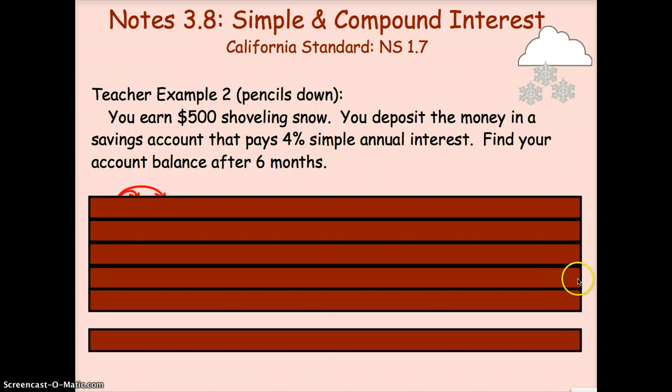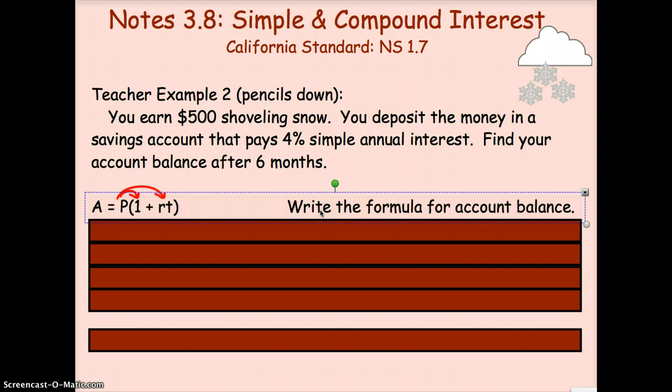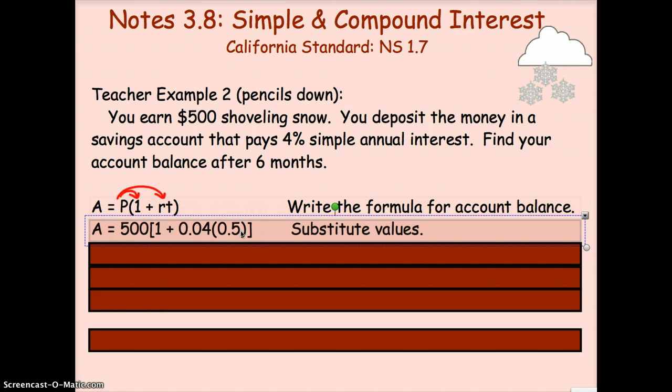You earn $500 shoveling snow. You deposit the money in a savings account that pays 4% simple annual interest. Find your account balance after 6 months. So we go ahead and we write A equals P times 1 plus RT. If I distribute this, it would be the same thing as before: the principal plus the principal times rate times time. So I can plug my numbers in.